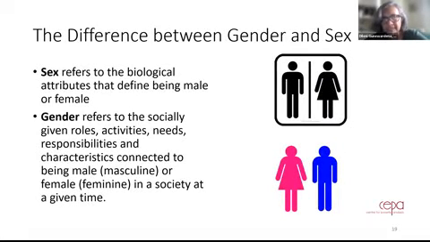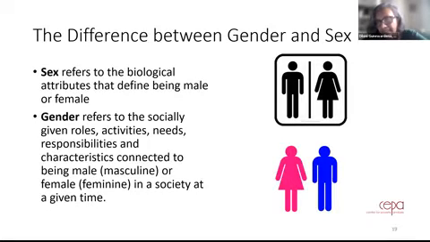So, core principles and concepts and some contributors to the field. I think the basic difference, and probably people at CEPA know this and don't need to be told it, but let me do it anyway. The basic difference between gender and sex is that with sex, we are referring to the biological attributes that define being male or female. Whereas with gender, we are referring to the socially given roles, activities, needs, responsibilities, and characteristics connected to being male or masculine or female or feminine in a society at a given time.